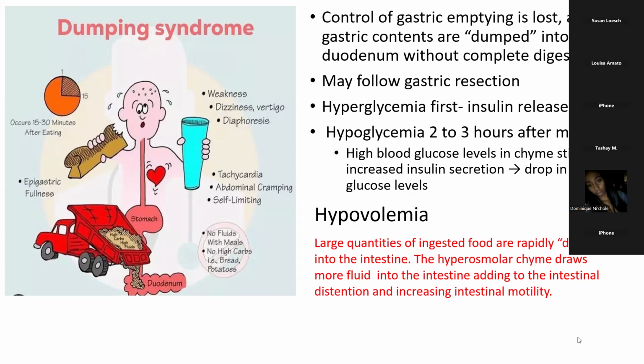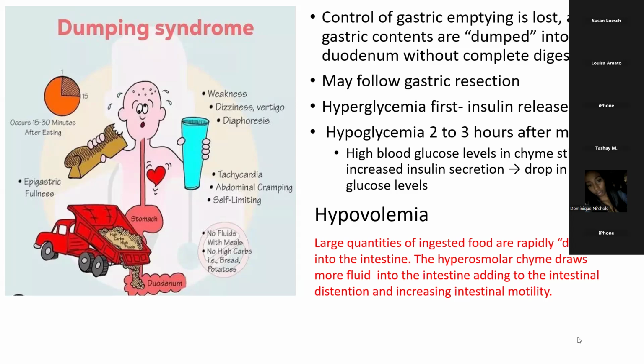All right. So again, this is usually because the pyloric sphincter is removed. I really should have put that on the slide, but I want you to understand that's why this happens, that pyloric sphincter. Okay. So that's why we'll sometimes see this in people that have gastric resection or gastric bypass.